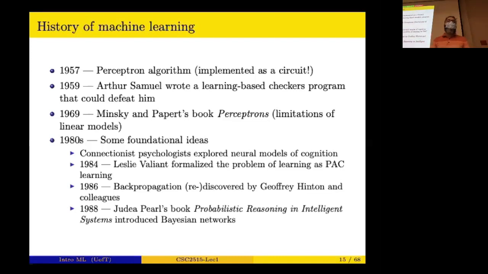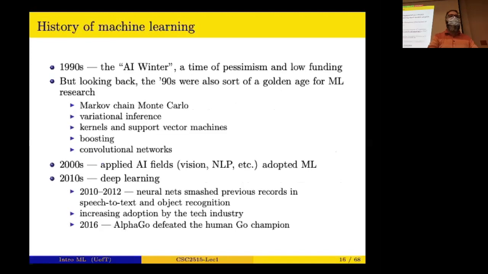Or there is a concept of PAC learning, probably approximately correct learning. So that concept was introduced also in the 80s. So many of the foundational things happened there. So then again, in the 90s, people became less interested in AI.